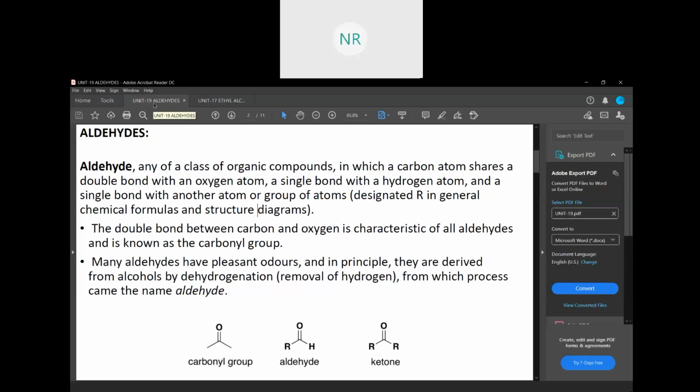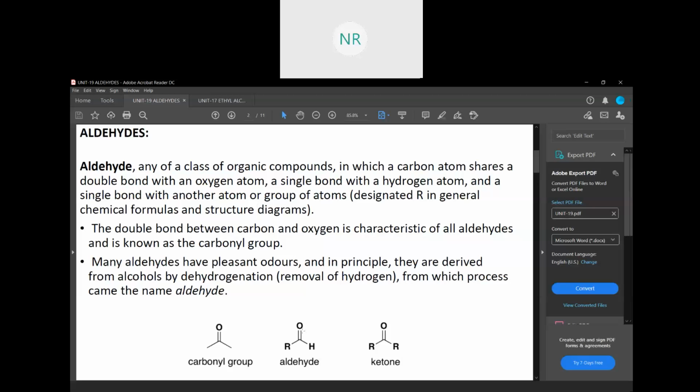So what it basically means is, from the diagram you can understand, you have a carbon atom with a double bond to the oxygen atom, a single bond with the hydrogen atom, and another single bond to any group of atoms. The double bond between carbon and oxygen is characteristic of all aldehydes and is known as the carbonyl group. Okay. So if carbon has a double bond with oxygen, it is known as a carbonyl group.